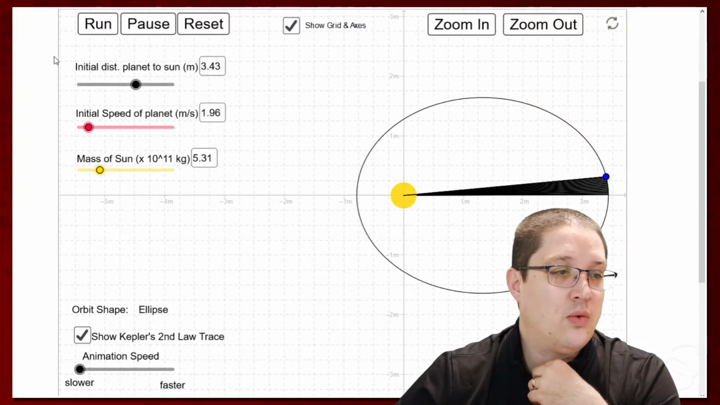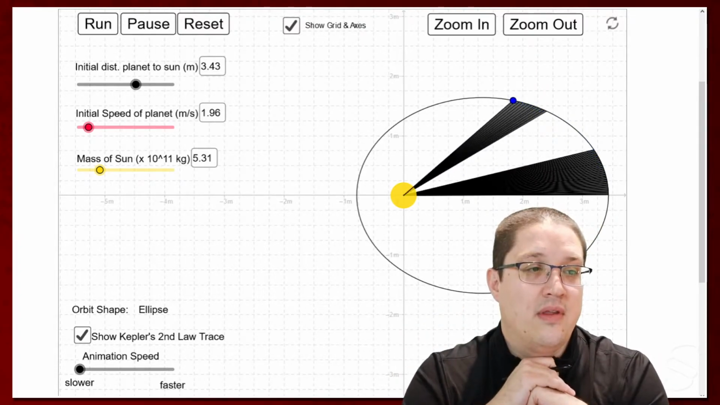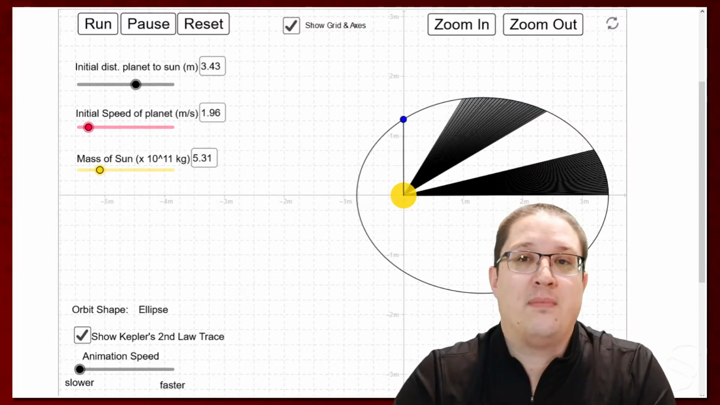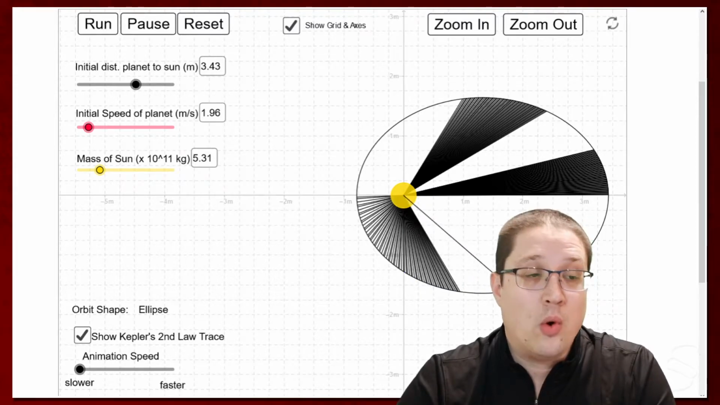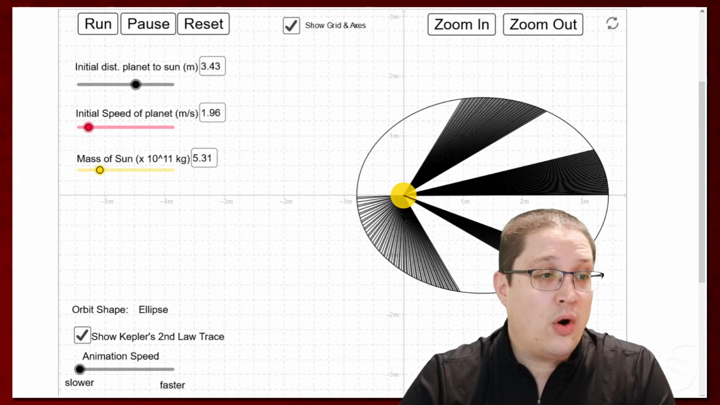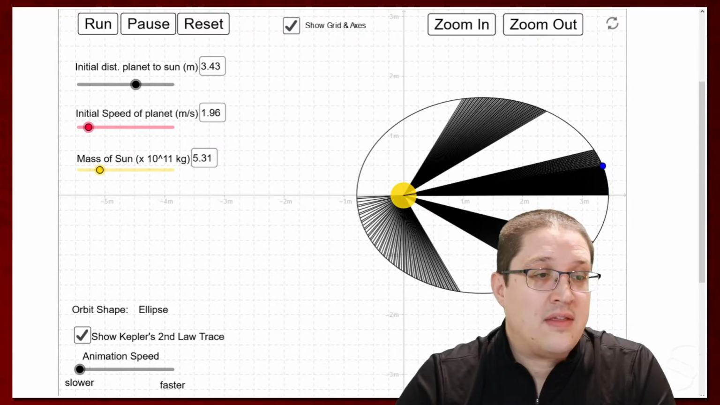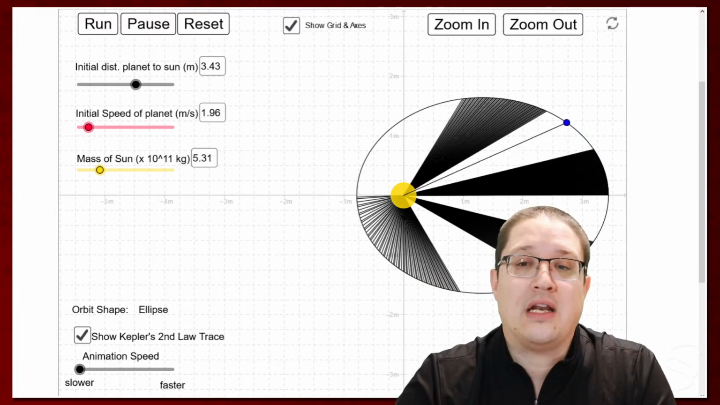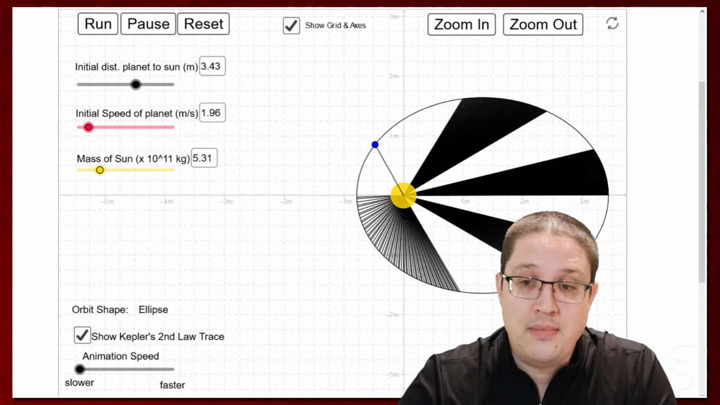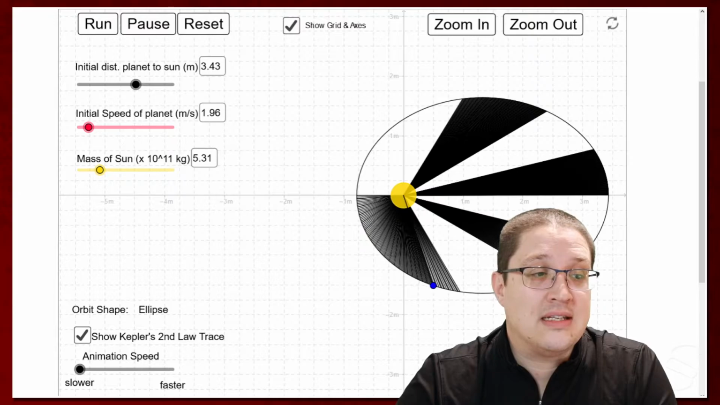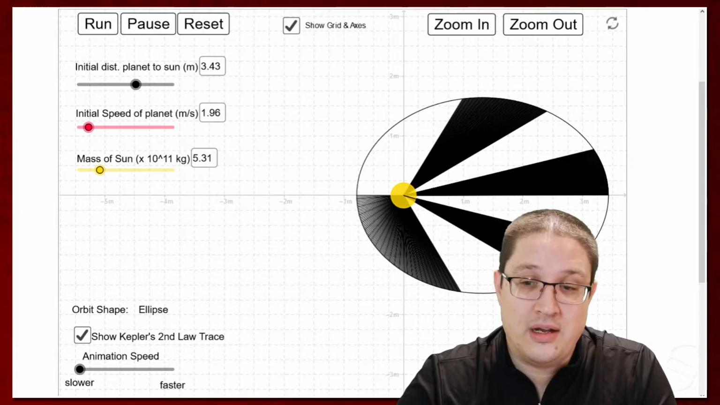If we run this, we can see that the planet here is moving around the Sun. We also note the blue dot of the planet is speeding up as it gets closer to the Sun. The more eccentric the orbit, the more dramatic the speed up will be. You can also see that this planet is sweeping out a section of the ellipse. Each section takes the same time, and each section contains the same area. So the black sections and the white sections are all the same area.